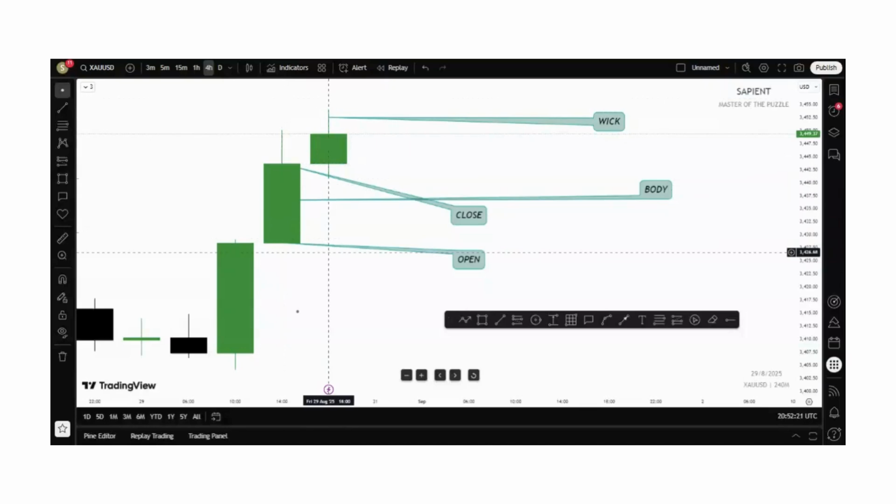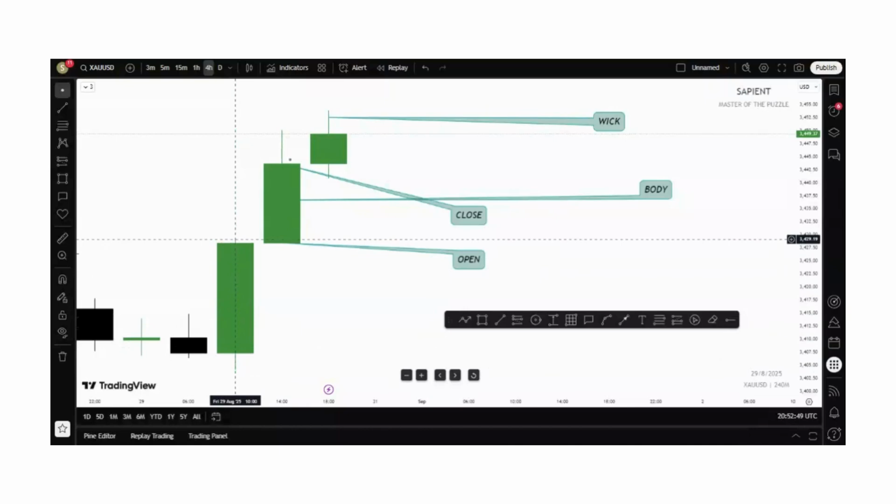Now I want you to do a quick assignment. Where is the open and where is the close of this candle? I'm giving you 4 seconds. Four, three, two, one. Your answer must be the open is at this level right here, and price pushed up and closed here. So your open is here and your close is here.